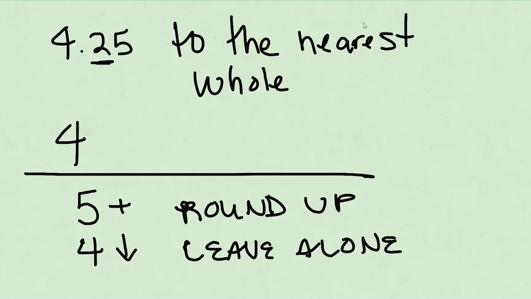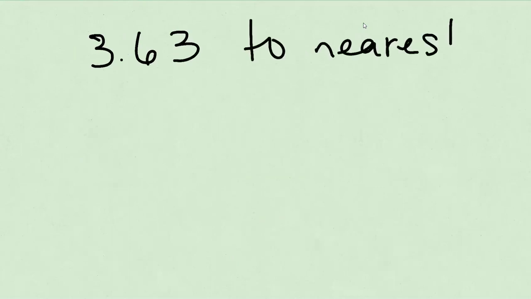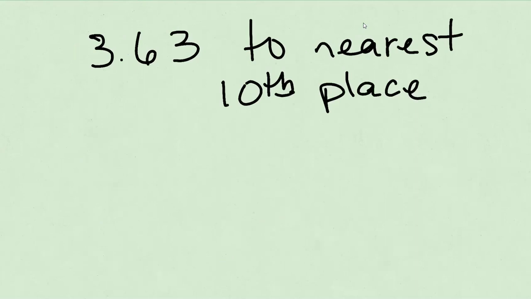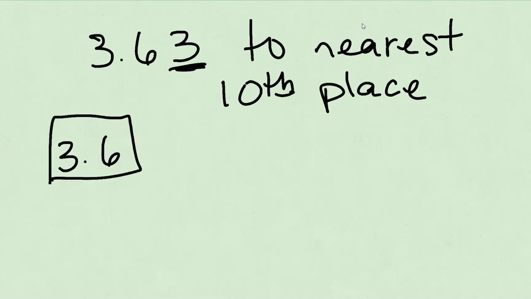So let's say, for example, I wanted you to round 3.63 to the nearest tenths place. I'm going to look right to that 3, and it is under 5, so it would be 3.6. That would be what I was looking at.